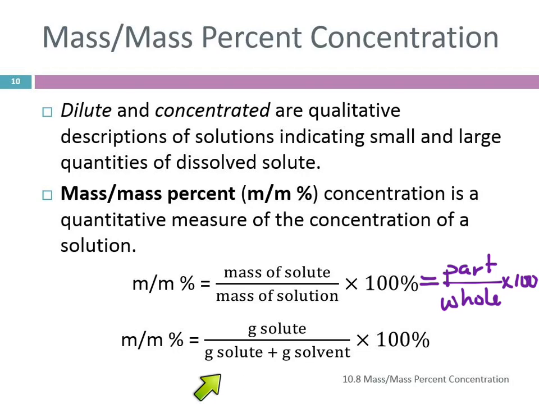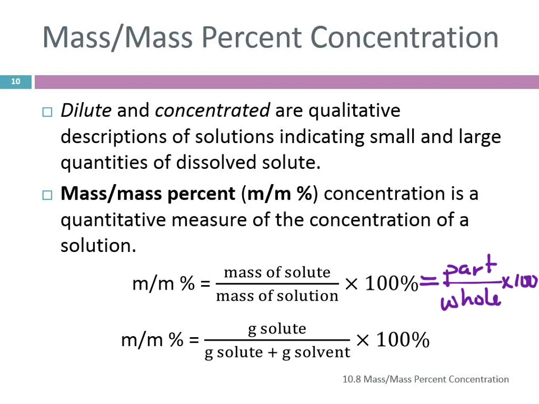The very easy mistake to make is to just use the solvent in the denominator. And we'll have a couple of examples. They'll give you the mass of, say, the sodium chloride and the mass of the water, but you need the mass of the whole solution, so you need to add those two in the denominator because you need to get the whole thing.